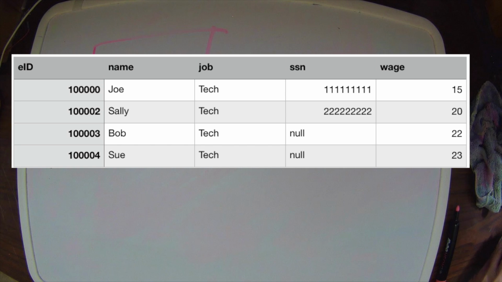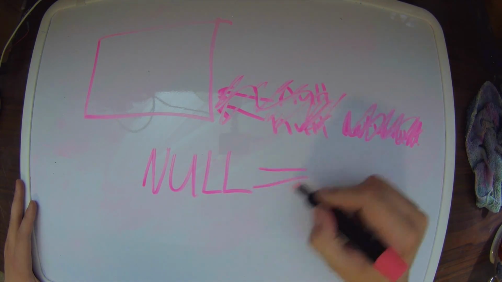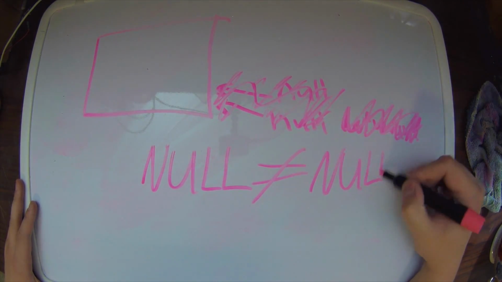So you may be asking yourself, well, doesn't having two null values break uniqueness? And the answer is no, because null does not equal null. So don't get confused by that.